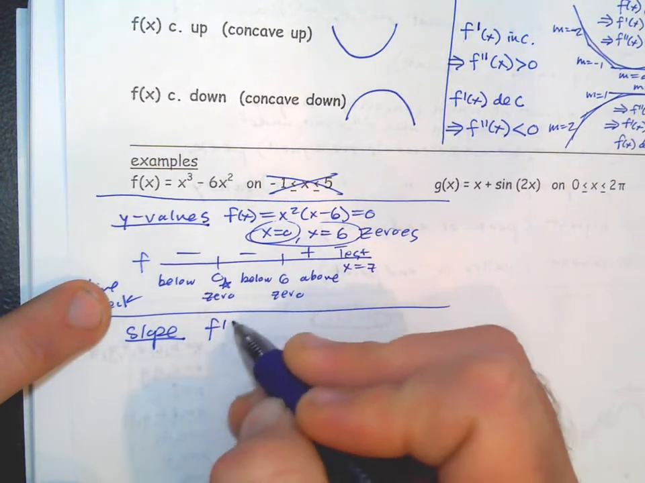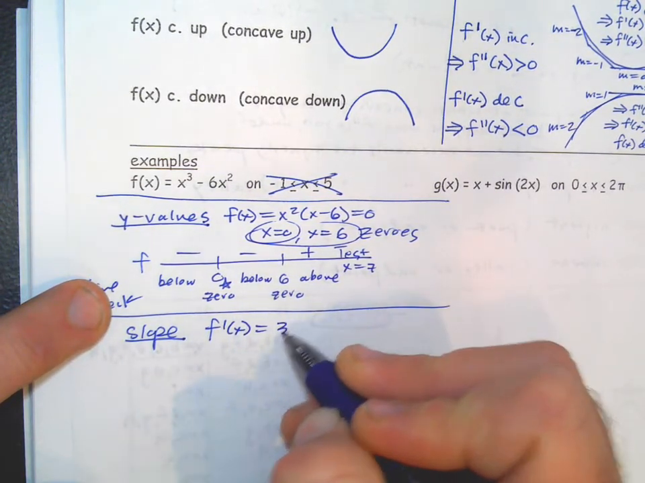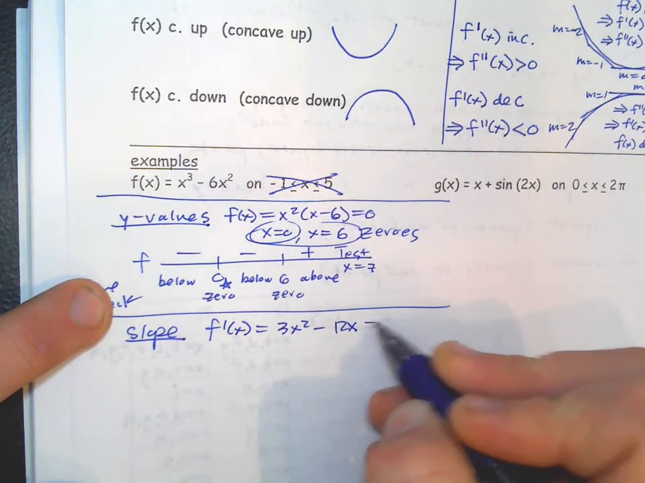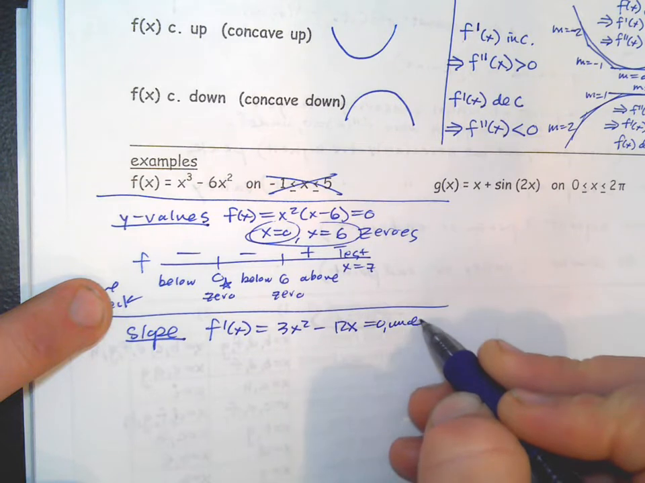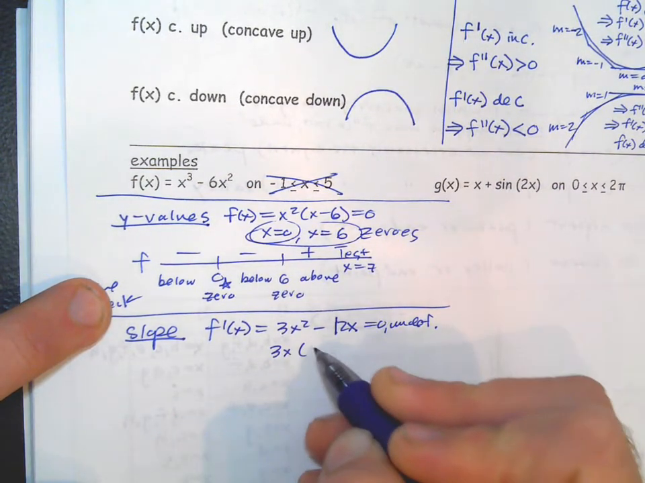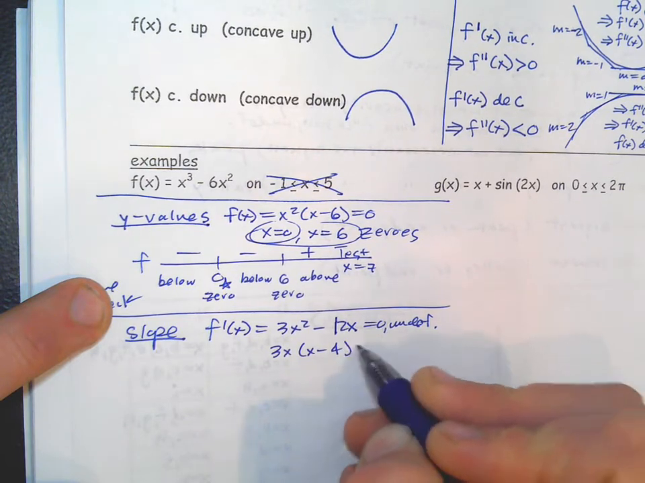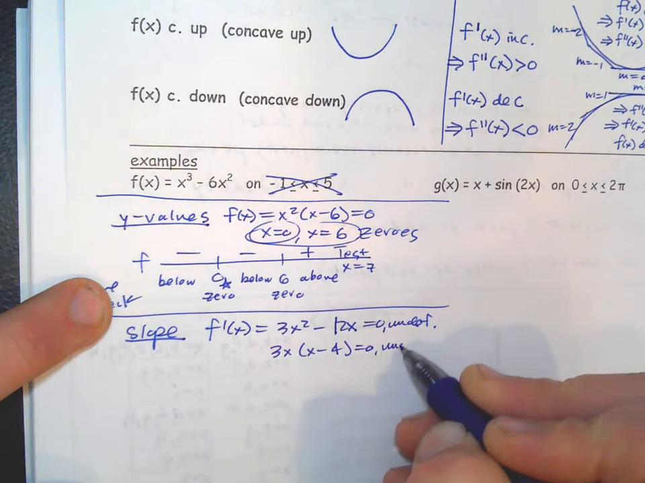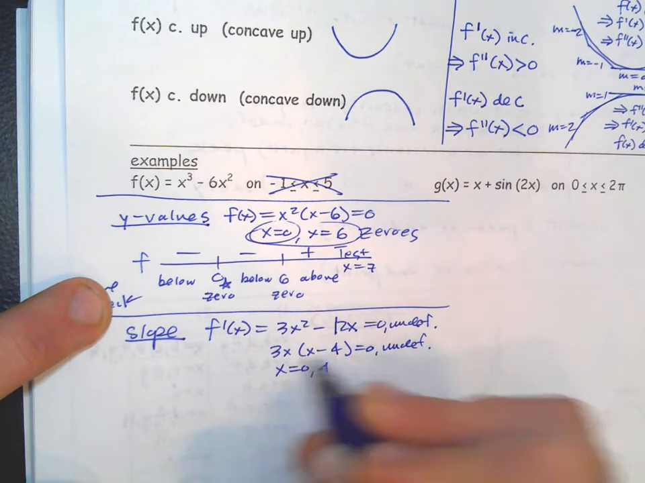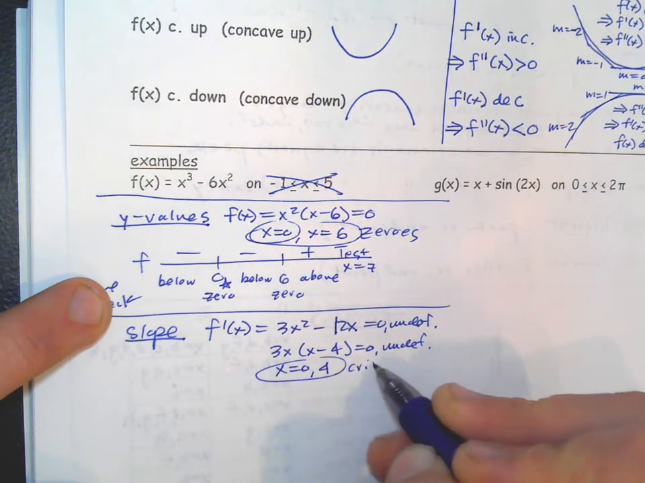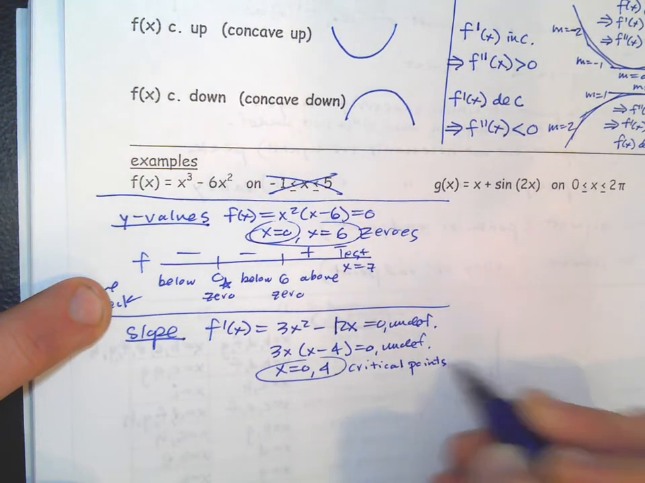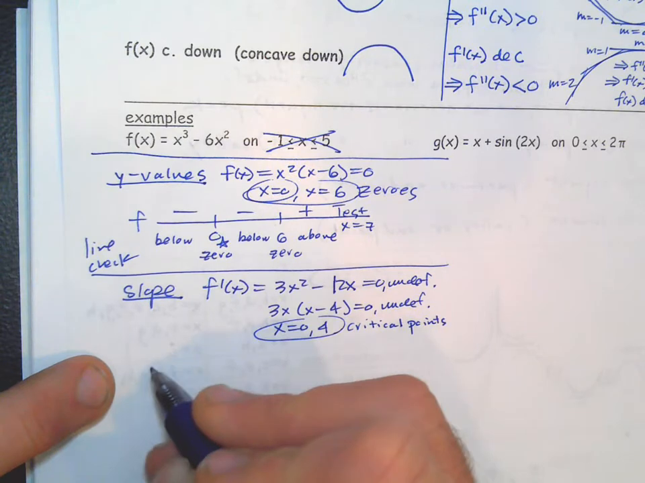So take the derivative first, 3x squared minus 12x, and then set it equal to 0 or undefined to find critical points. So this is how you would go about finding critical points. Factor it. X equals 0 and x equals 4. So these are critical points. Right? And then we do a line check with the derivative.